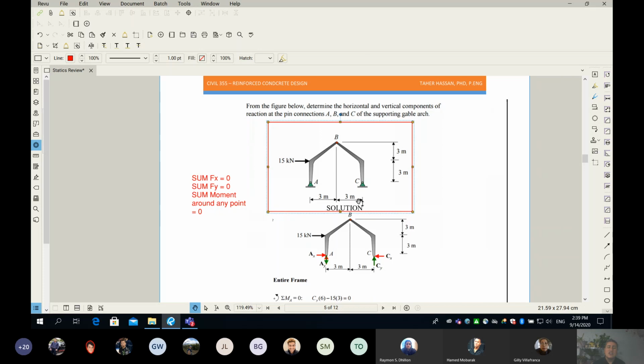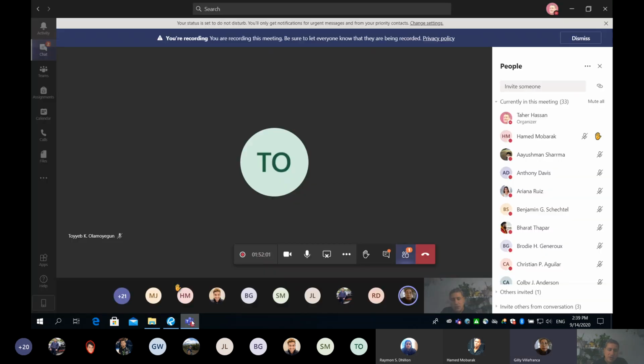Okay, so I'm asking you, are those equations for 2-dimensional analysis or 3-dimensional? Should I write here sigma forces in the x direction, sigma forces in the y direction, and sigma moment around any point is going to be 0? When I wrote those 3 equations, am I referring to 2-dimensional structures or 3-dimensional structures? 2-dimensional structure. Okay, thank you. Anybody else has input on this?